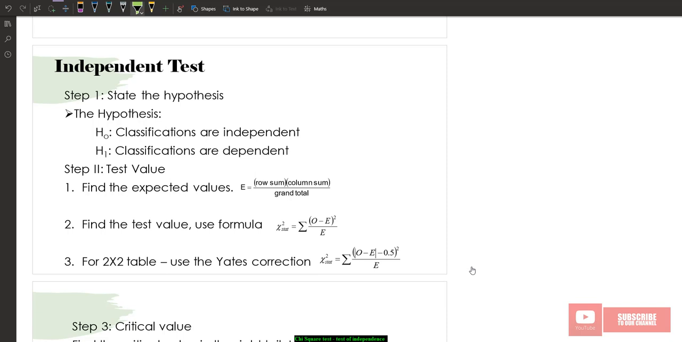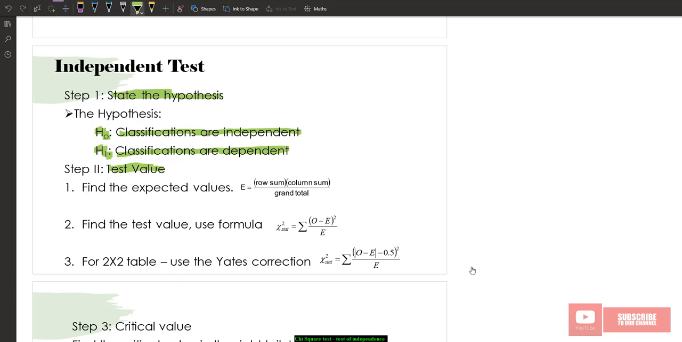So these are the steps to do a hypothesis test on independence. The first step is we need to state the hypothesis. Our null hypothesis is the classifications are independent. The alternative hypothesis is the classifications are dependent. And then the second step is we need to calculate the test value, which means we need to calculate the value of expected frequency for each cell.